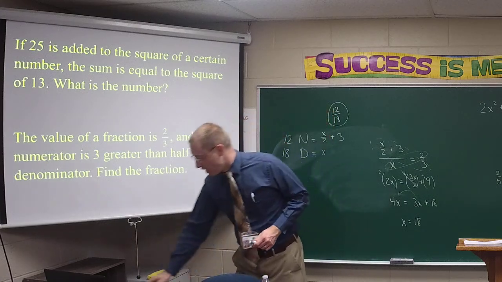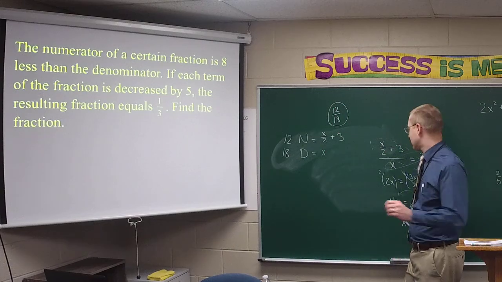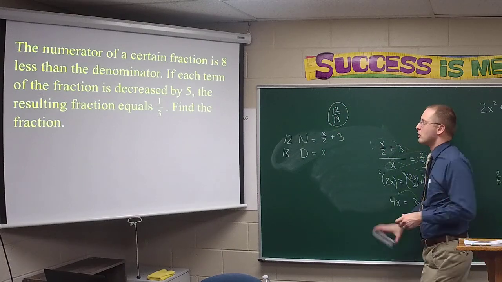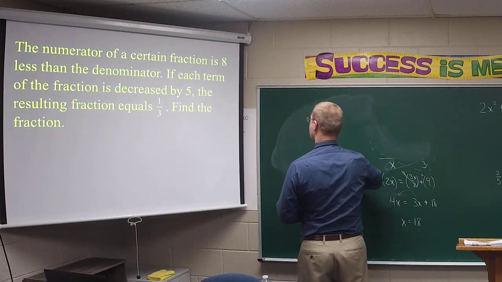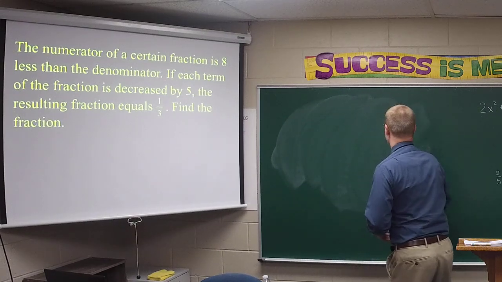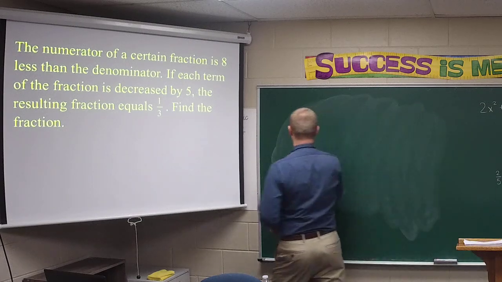Let's take a look at another, and we'll have Michael read this one for us. The numerator of a certain fraction is 8 less than the denominator. If each term of the fraction is decreased by 5, the resulting fraction equals 1/3. Find the fraction. All right, how many unknowns do we have, Michael? 2. And they are? Numerator and denominator.